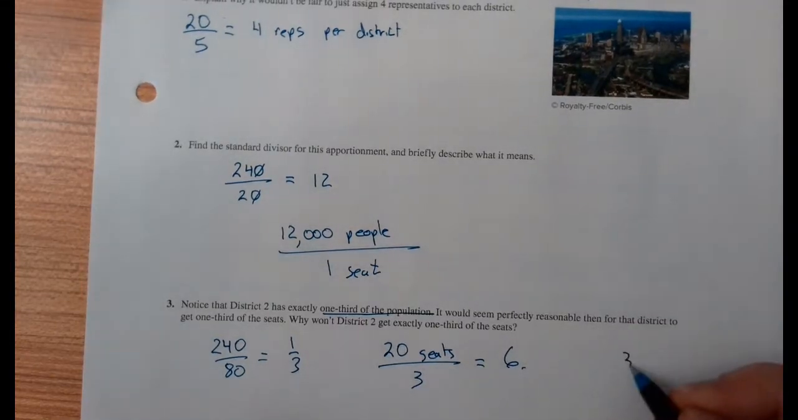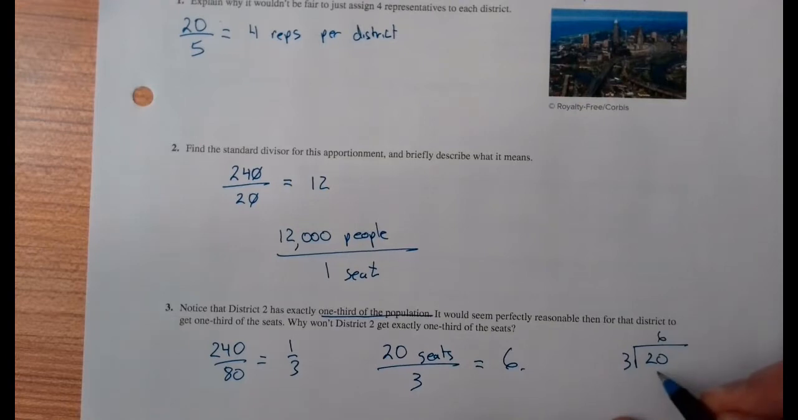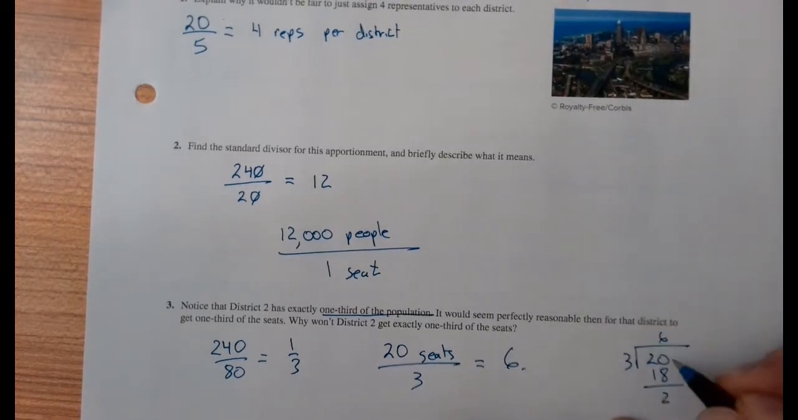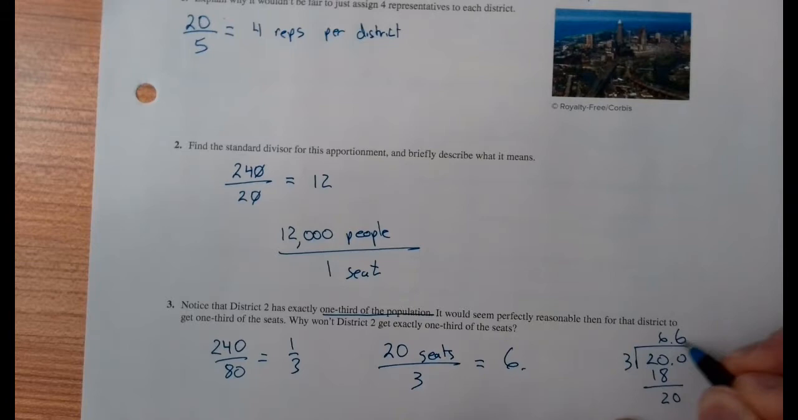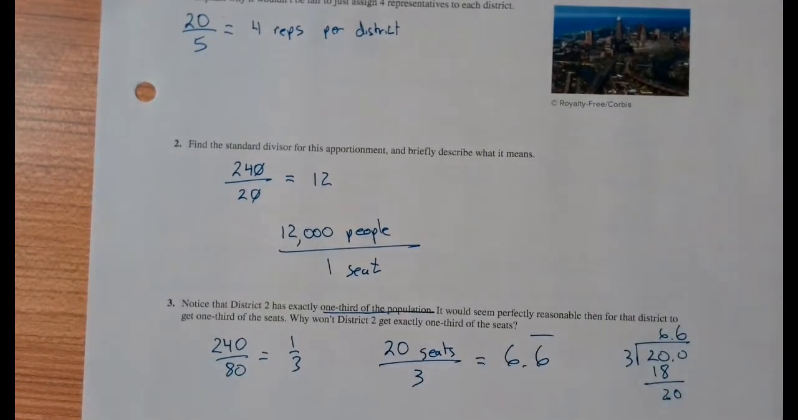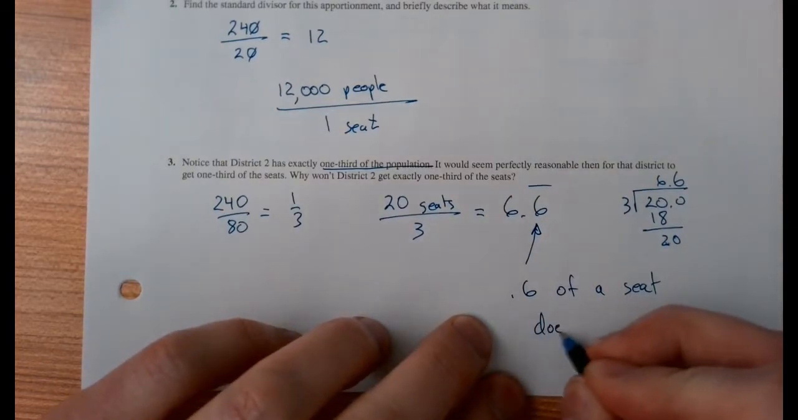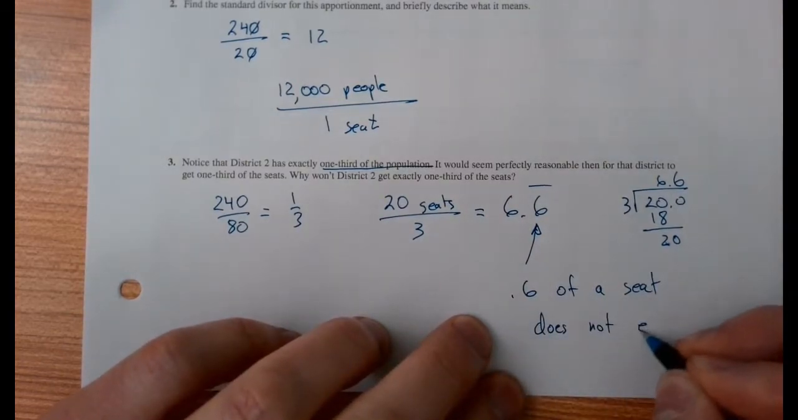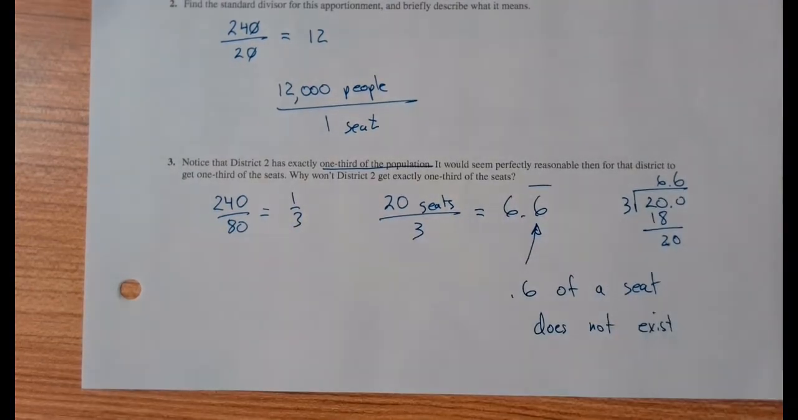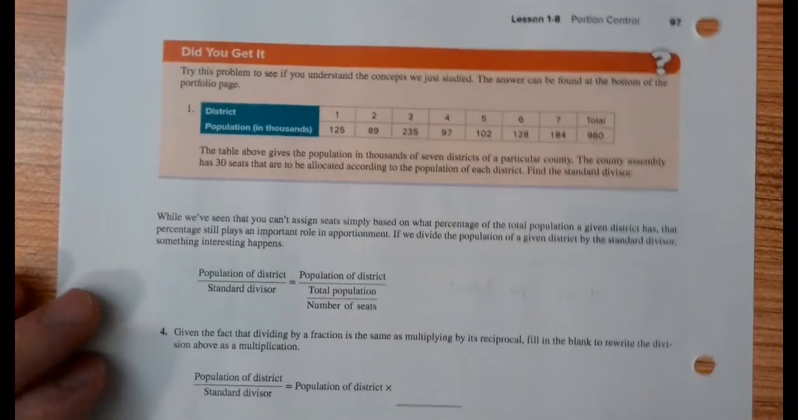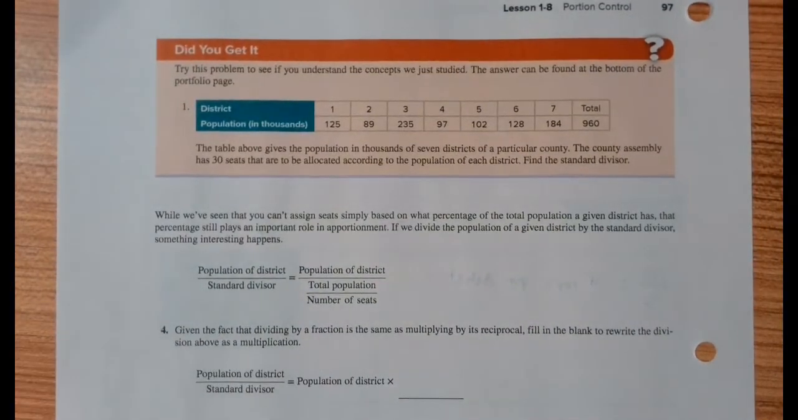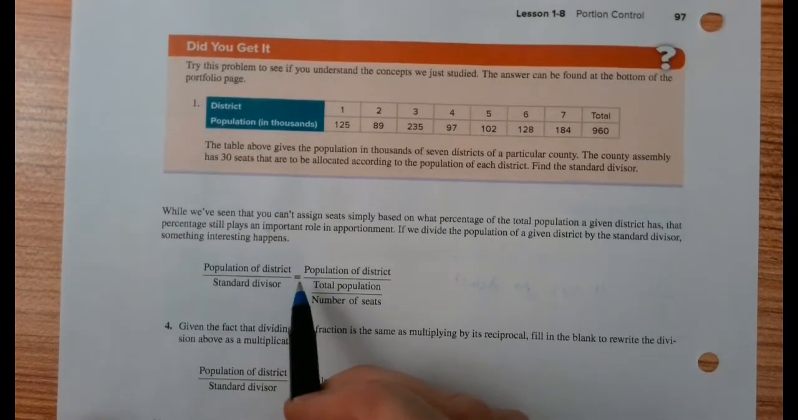Maybe I should get that exactly here. I don't want to switch to Desmos. Let's see, that's an 18. Remember this old school method? 6.666 repeating, and we can't give 0.6 of a seat. So what do we do? Well, we have to come up with a method of this. So we're going to work through this.